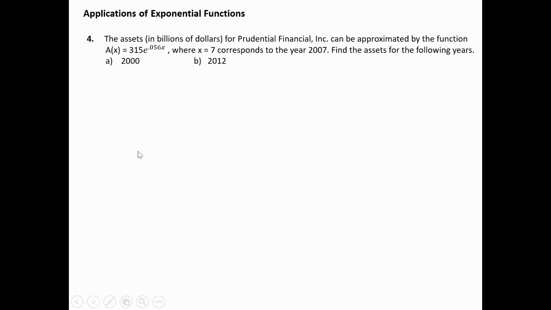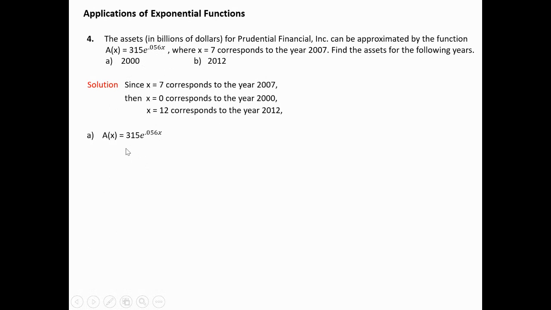So what we do for this problem is plug in values. This is my solution. Since x equals 7 corresponds to the year 2007, then x equals 0 corresponds to the year 2000. So for part A, I'm going to evaluate A of 0. We plug in 0 for the x on the exponent, so it's going to give us 315 e to the 0. Anything to a 0 power will give us 1. So 315 times 1 will give us 315. So this is the answer for A.